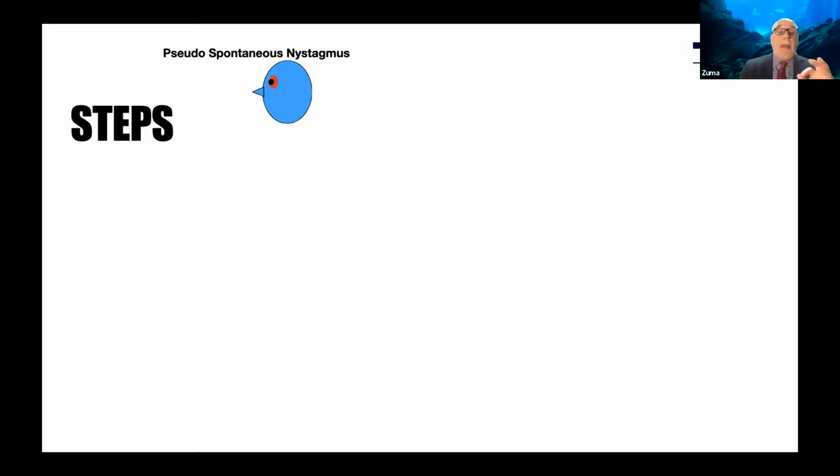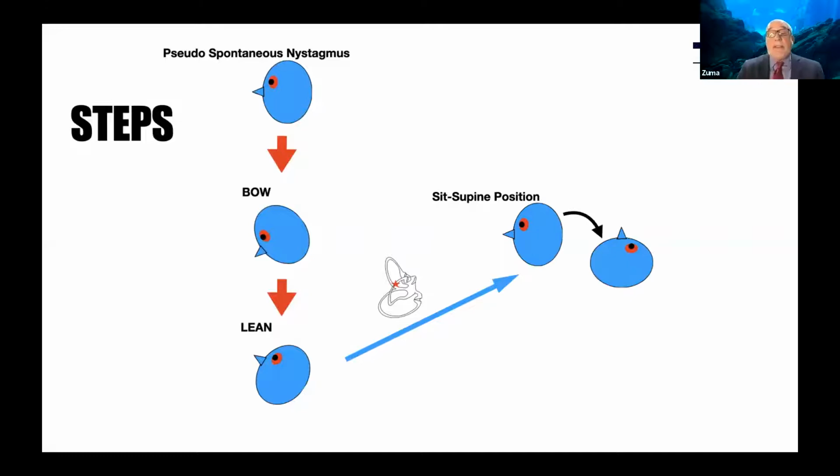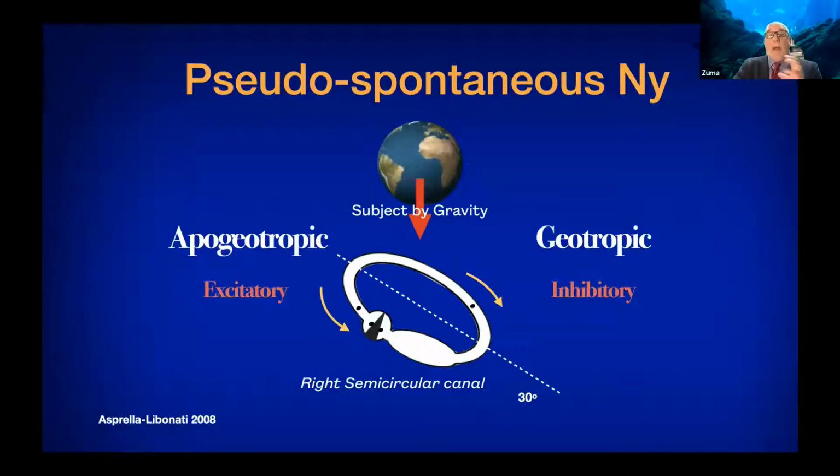The strategy of minimum stimulus has four steps. The first step is looking for the pseudo-spontaneous nystagmus. The second step is to perform the bow and lean test, or as it is also called, the head pitch test. The third is the sit-to-supine position. And finally, the supine roll test. Let's see one by one.